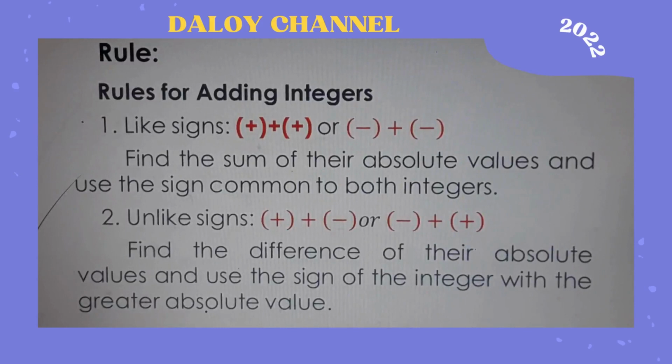Rules for adding integers. Like signs, like adding two or more integers. If you are adding like signs, like adding positive plus positive number, or negative plus negative, find the sum of their absolute values and use the sign common to both integers.